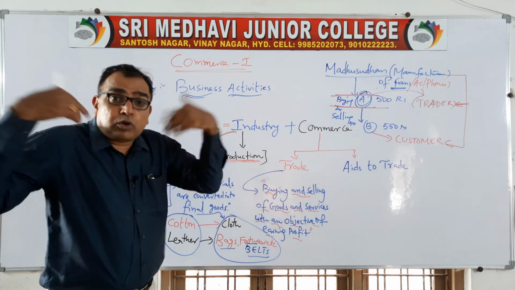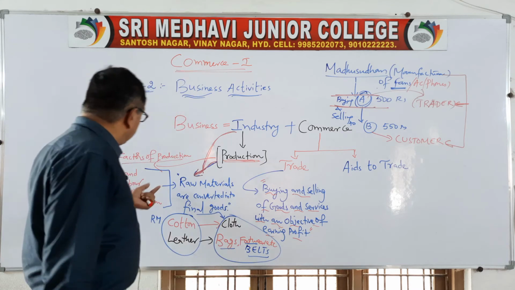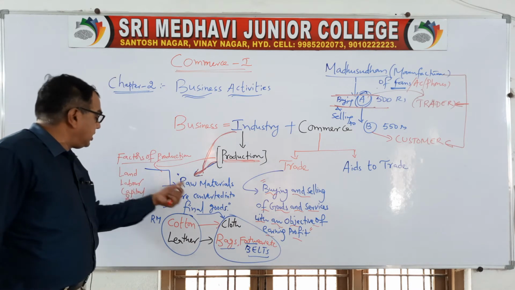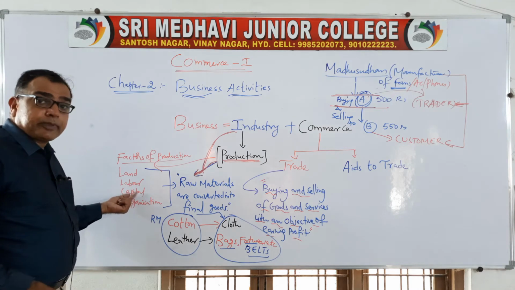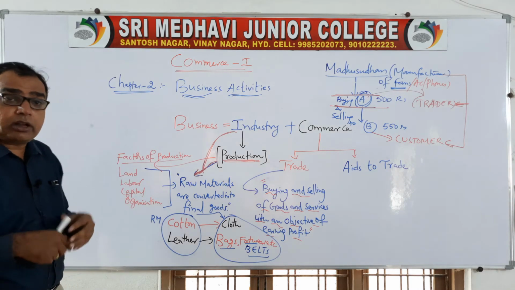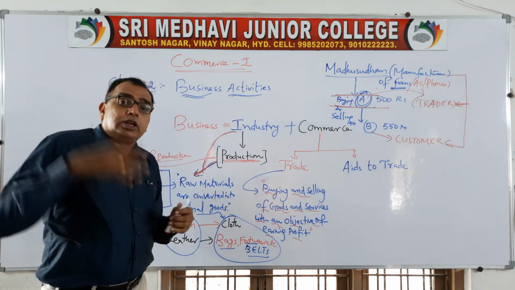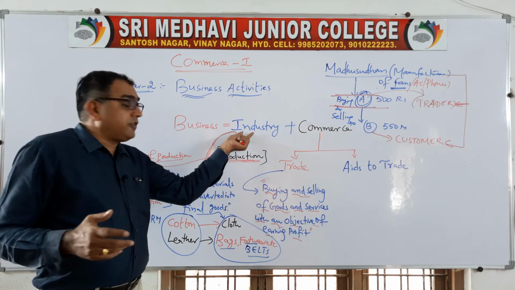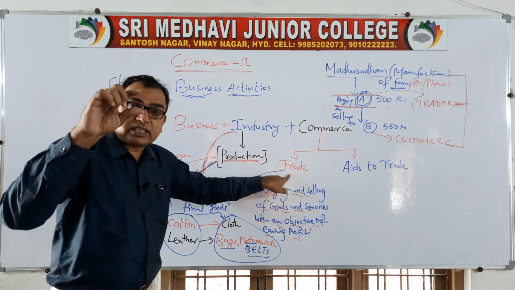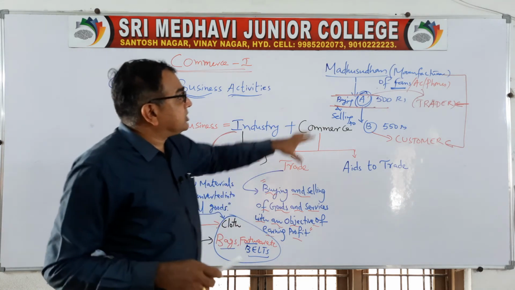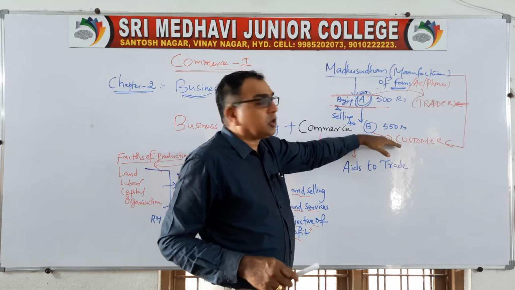In industry, you have to put in more effort. You have to think about what goods are to be manufactured, where to get the raw material, how many laborers are to be appointed, how to organize the capital, how the factory building is to be constructed, all these things. Industry is a wider activity. You need to take a lot of risk. Heavy investment is required. Here, it is a lesser amount. Very simple. Purchase from any manufacturer and sell it to the customer.